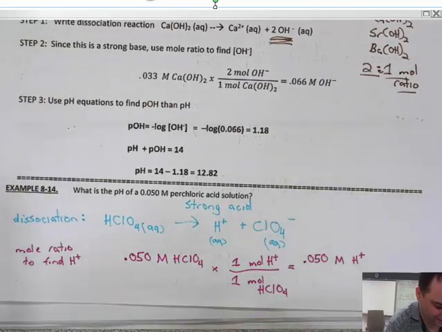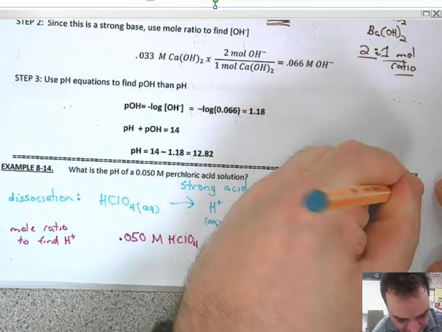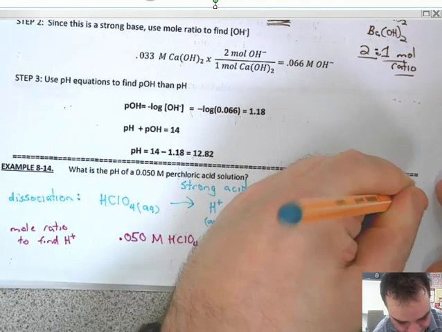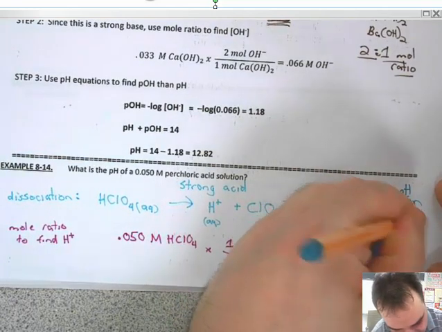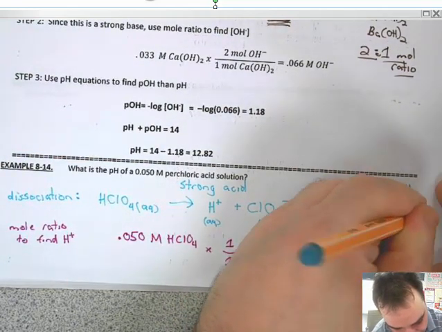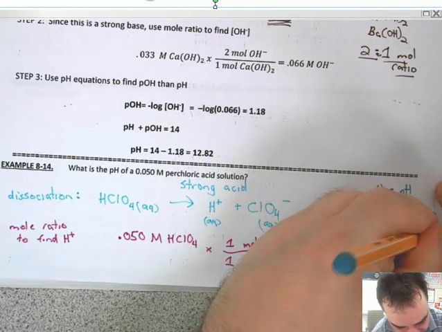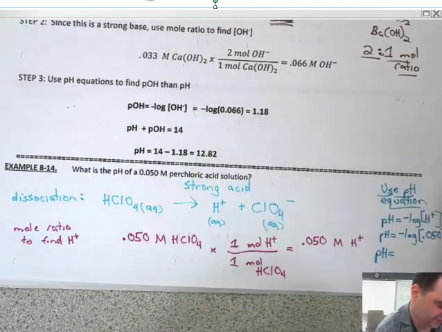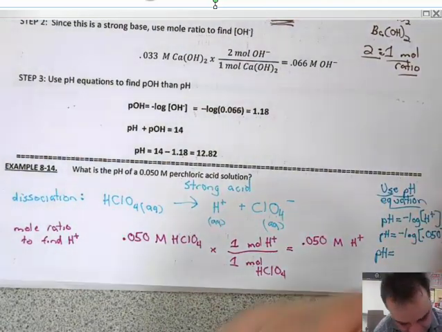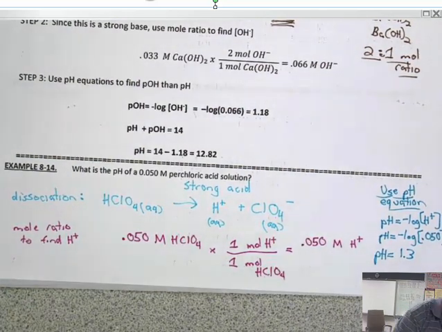And then finally, step 3, use the pH equation, since we are trying to find the pH. So we know pH is equal to the negative log of H plus. pH is equal to the negative log of 0.050. pH is equal to, with 2 sig figs, 1.3 for the solution. Okay? That is basically how we do a strong acid-base calculation.